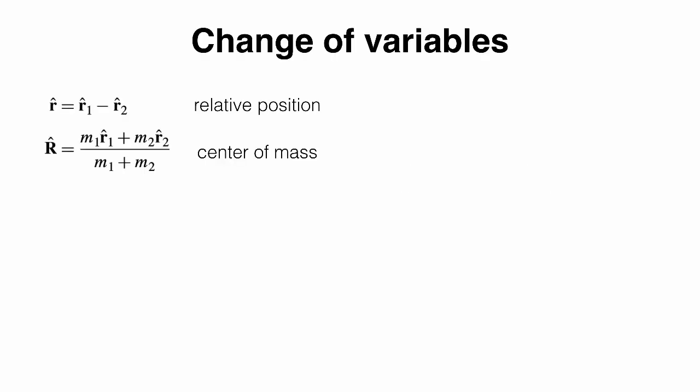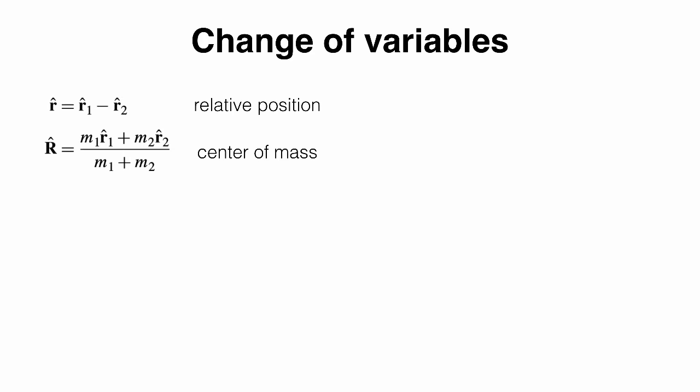So we are going to make a change of variables, which will be for mathematical convenience. First of all, we are going to talk about relative position R1 minus R2. That will essentially say that the origin of the coordinates will follow one of the two particles. That would be the relative position there, right?